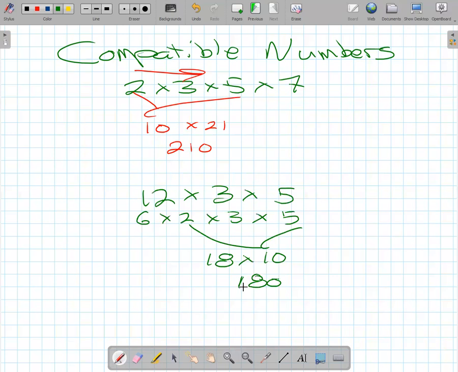So with compatible numbers and multiplication, we look for ways to say, is there a 10 hiding in the multiplication? Let's pull that out first and then do the other stuff, and that'll make it much easier.